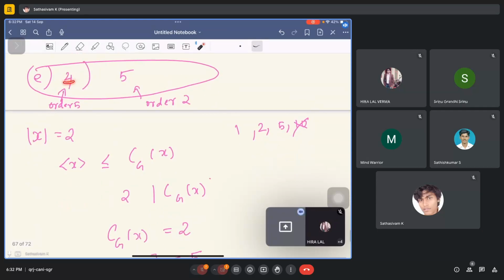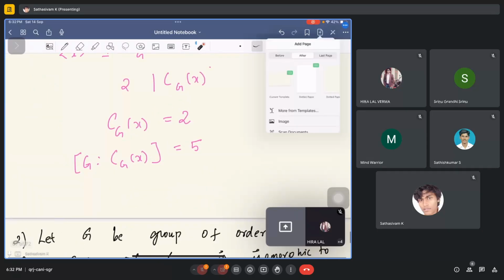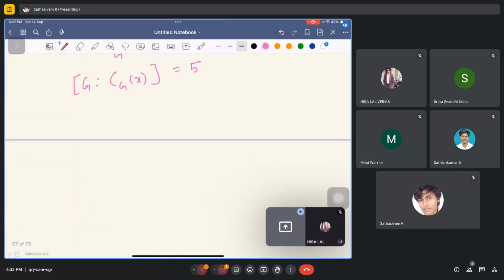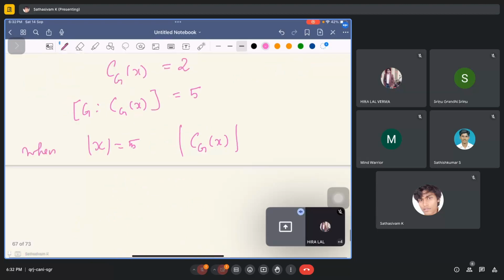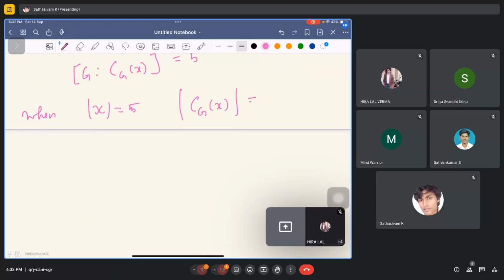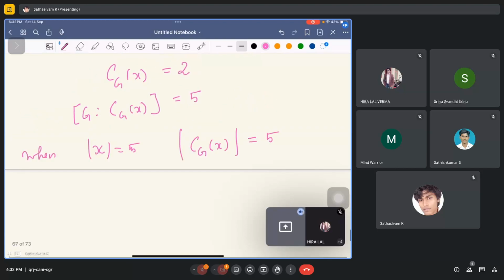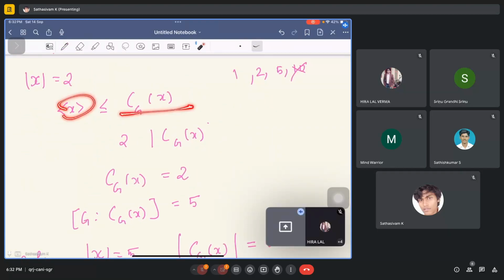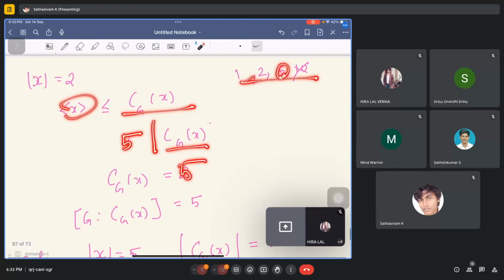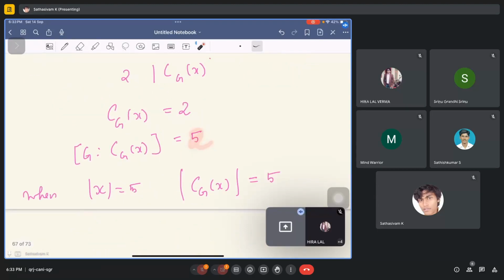Okay, and we have elements of order 5 here. There are 4 elements of order 5. Do the same thing: when the order of x is 5, you compute the centralizer of x. Do the exact same thing we did here. You can observe that the centralizer has order 5, because again x is contained in the centralizer, so 5 divides the order of the centralizer, but the only possible order is 5. Right, so if you compute G by the centralizer, you will get a 2 here.